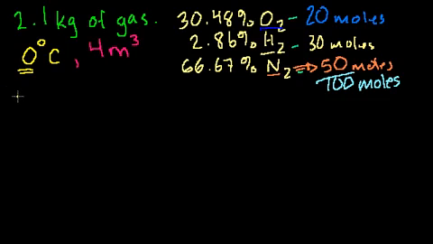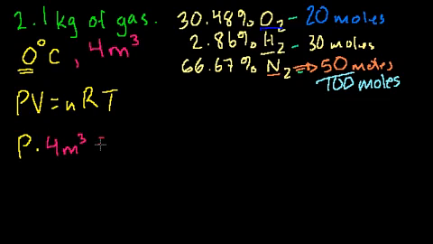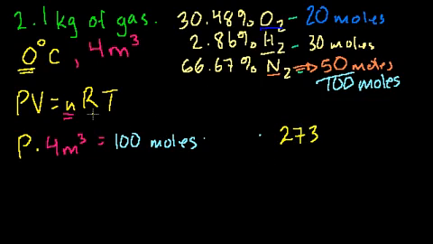So we just do our PV is equal to nRT. We're trying to solve for P. P times 4 meters cubed is equal to N. N is the number of moles. We have 100 moles is equal to 100 moles times R. I'll put a blank there for R because we have to figure out which R we want to use, times temperature. Remember, we have to do it in Kelvin. So it's 0 degrees Celsius is 273 degrees Kelvin.